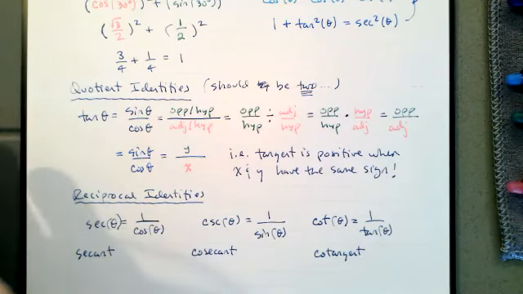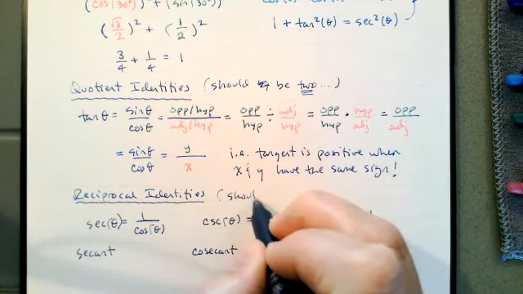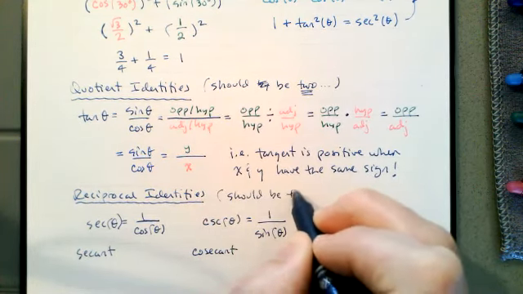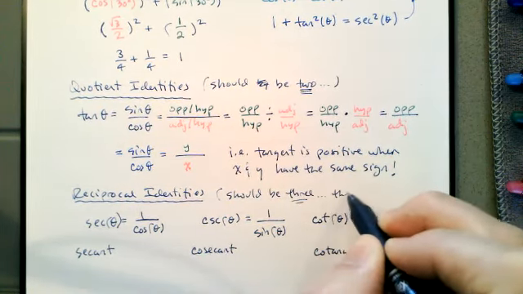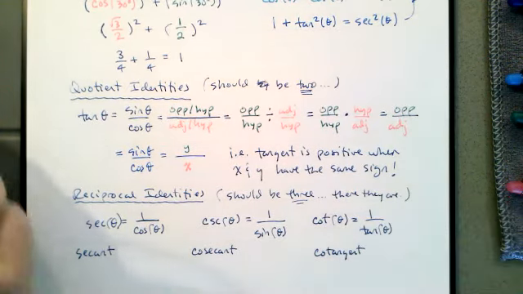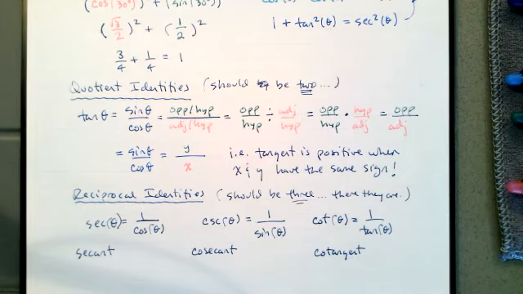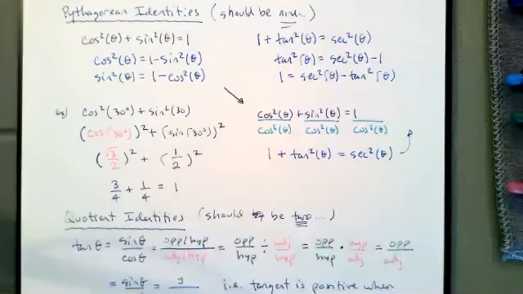So there are 3 reciprocal identities that we should know. Should be 3. Oh, wait, there they are. But there should be 2 quotient identities. Tangent is sine over cosine, and then there's another one. I bet you can guess what it is. And then there's another set of 3 Pythagorean identities, because I said there should be 9.